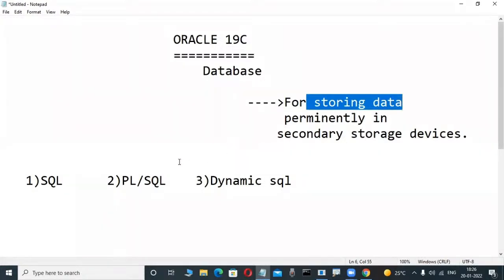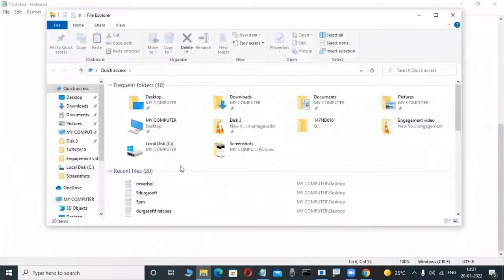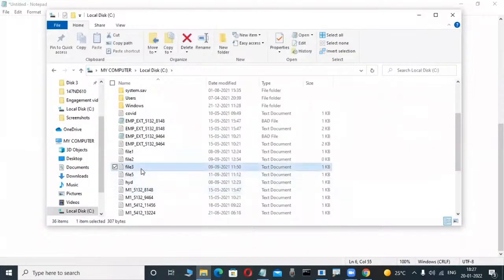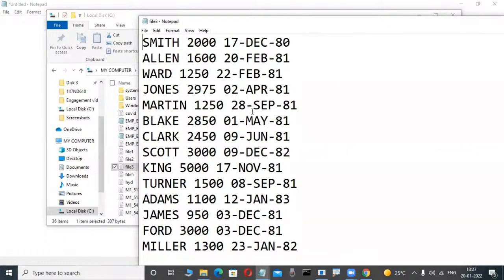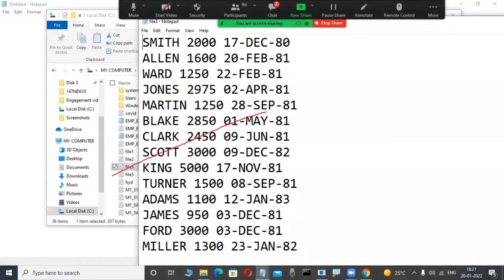Actually, databases are not only about storing data, but efficient retrieval of data is also important. For example, in the olden days, before 1960, data was stored in file format. We will learn this in the history later. A file format also stores data permanently. But suppose employee details are there, and I want to retrieve the employees who joined before 1981 from a file. That is very difficult.